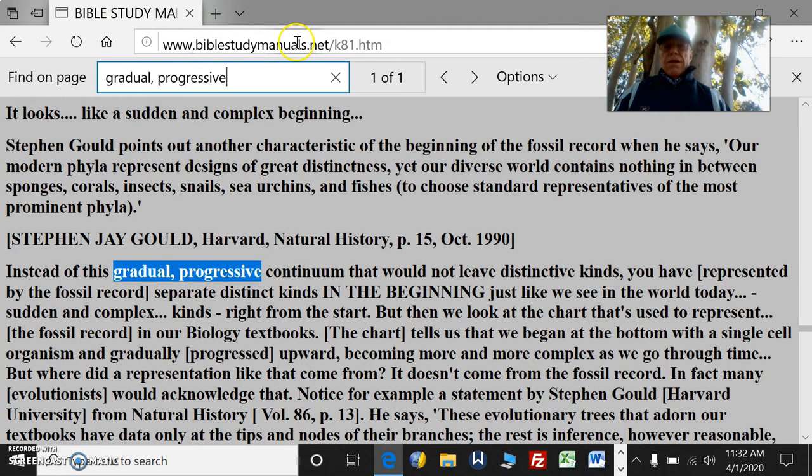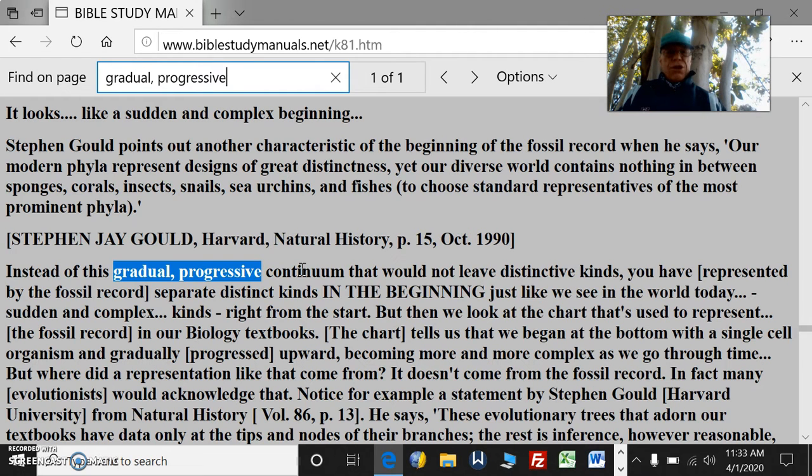We're at BibleStudyManuals.net, K81.htm. We're looking for, instead of this gradual progressive continuum that evolutionists maintain that would not leave distinctive kinds, you have represented by the fossil record separate distinct kinds in the beginning, just like we see in the world today. So there's not a gradual progressive continuum that would not leave distinctive kinds. You just see this, everything in the world today, sudden and complex kinds right from the start.